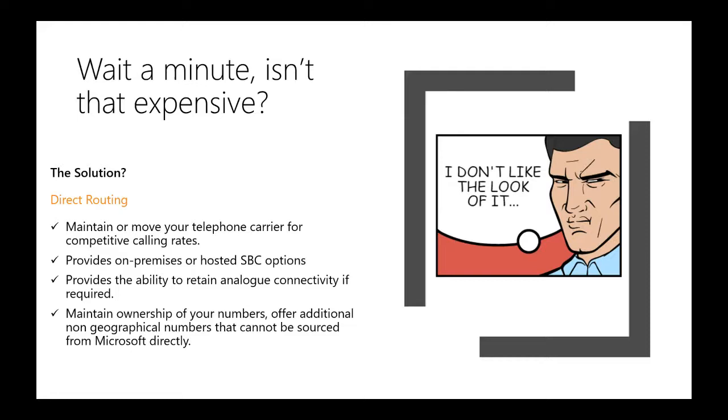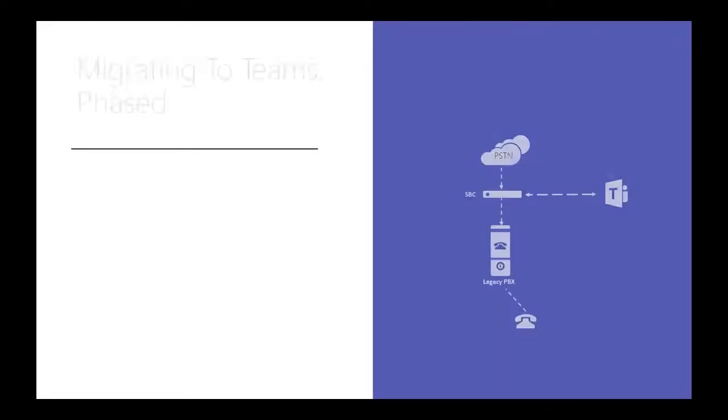You can retain analog devices such as intercoms at doors, chip and pin, fax, franking machines, and you maintain ownership of your numbers. You're not porting them to Microsoft in the direct routing case. You keep control. You're not handing them over to anyone else.